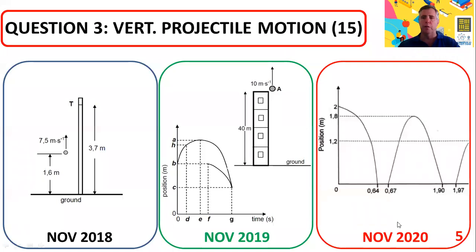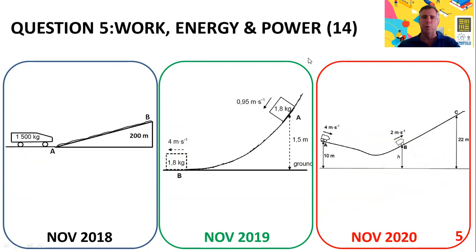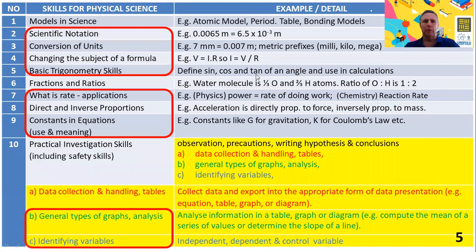You will see that in November 2020 they gave you a graph and asked questions about it. November 2019 a sketch graph, again questions were asked, and November 2018 they asked you to draw a graph. Then the next one is a momentum question, and finally the work, energy and power question. So these are the 4 mechanics questions, but as we said, we'll be focusing on question 3 on vertical projectile motion.